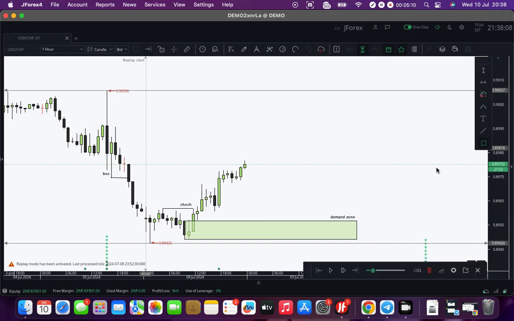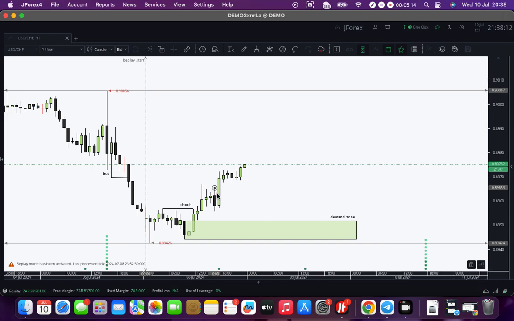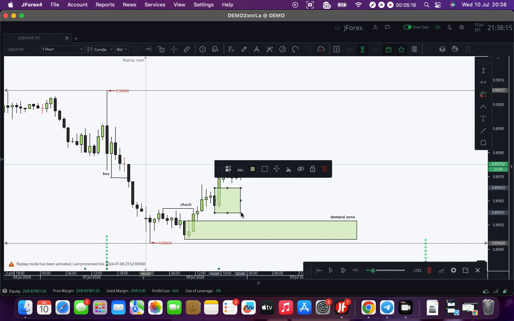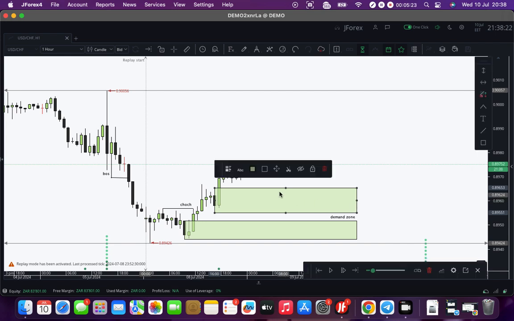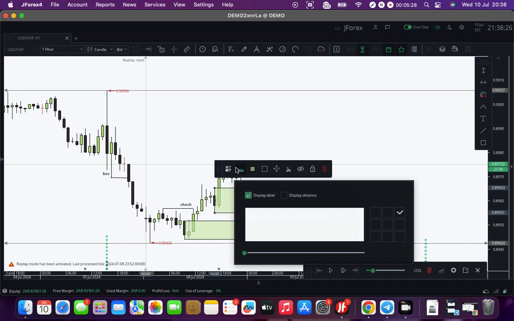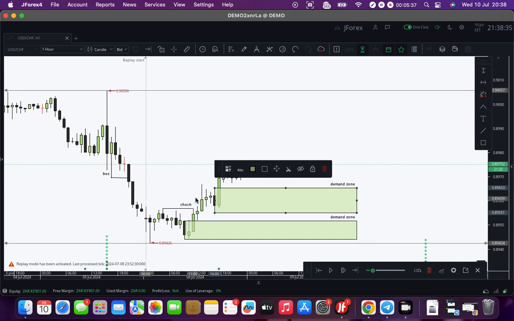Remember, it's very crucial for you to mark out your zones. So we have another one here. We have another demand zone here, right? So we just drag it to the right, and we do what? It's more important to write demand zone so that you know what you are looking for between a demand and a supply, right?